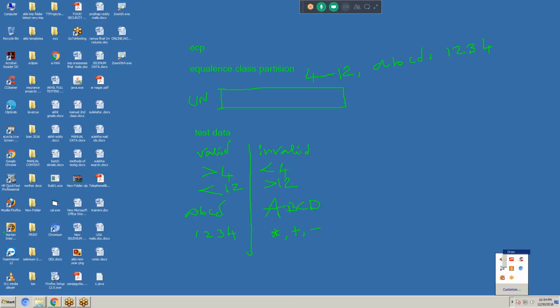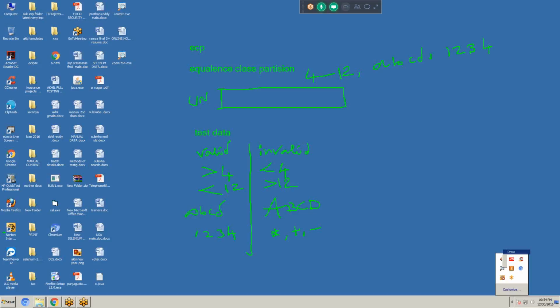With the help of valid inputs, if you do testing, that is called positive testing. With the help of invalid inputs, if you do testing, that is called negative testing. So positive testing as well as negative testing, both we are doing. Equally we are partitioning valid data and invalid data. Both data we are preparing.